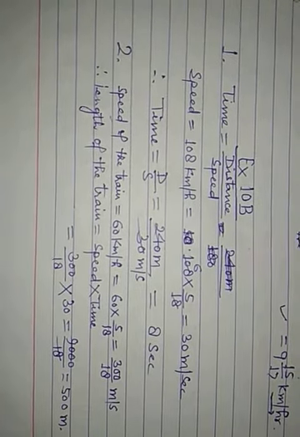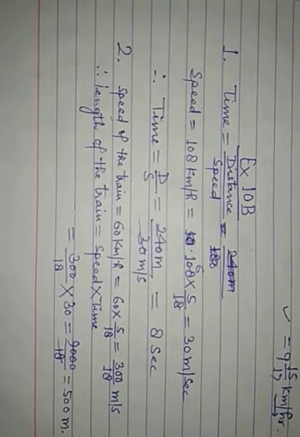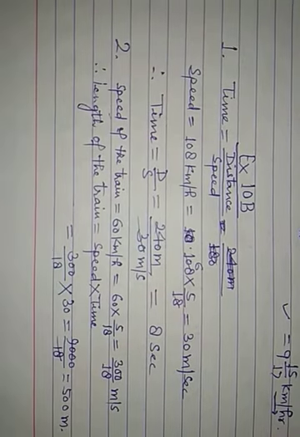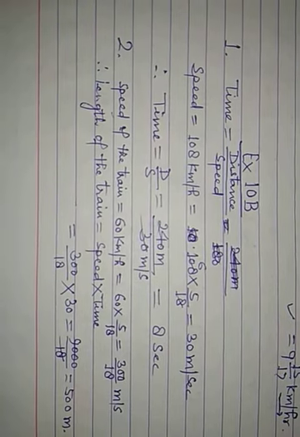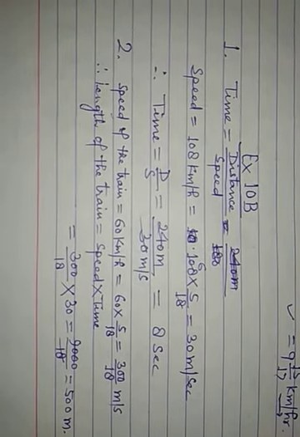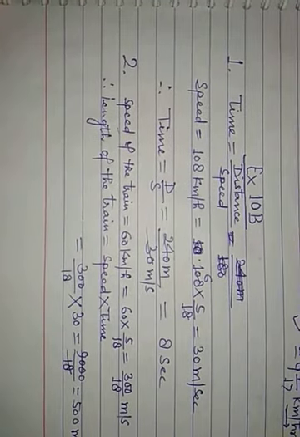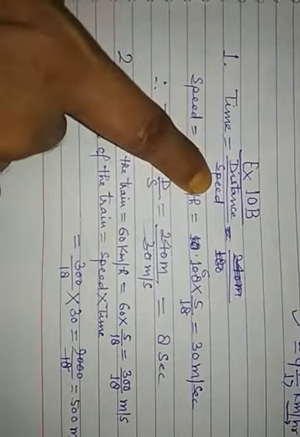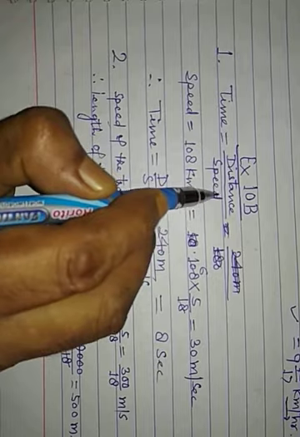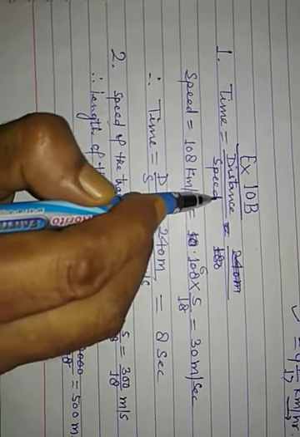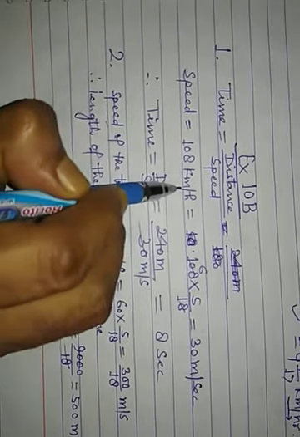Question number 1. An express train 240 meters long is running with a speed of 108 km per hour. In what time will it pass an electric pole? So here you have to find time. You know time is equal to distance upon speed. So distance is given, 240 meters. Speed is given, 108 km per hour.